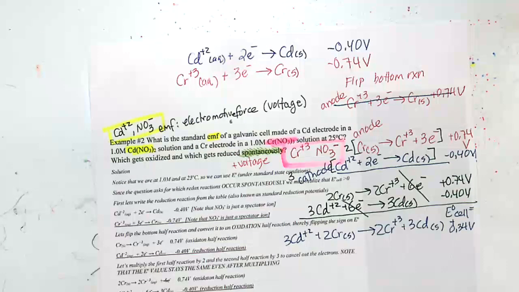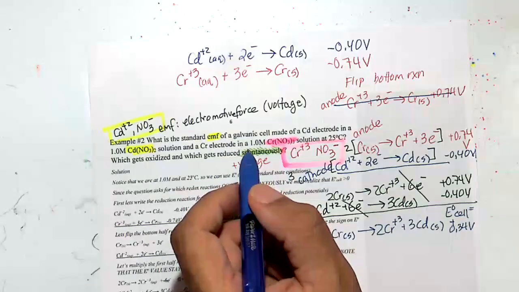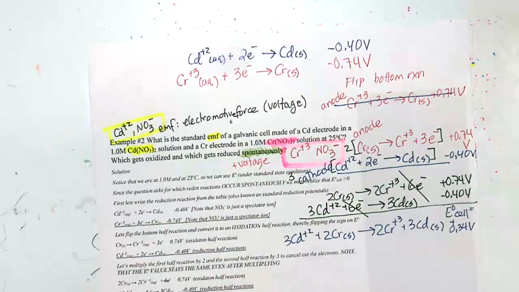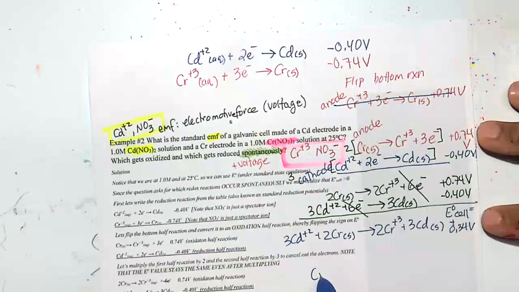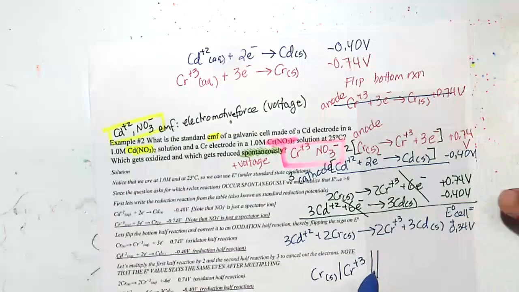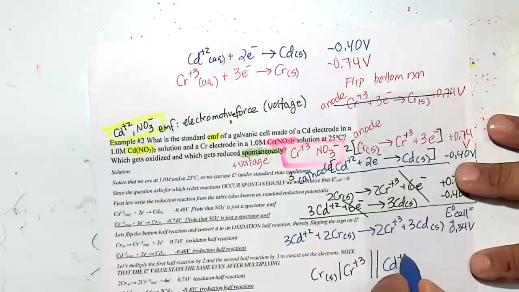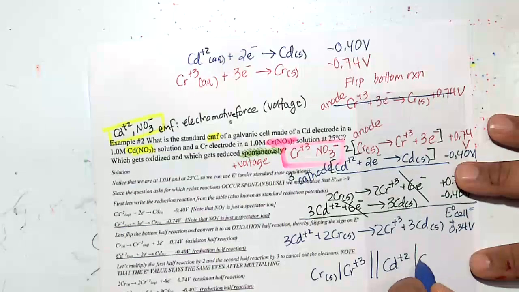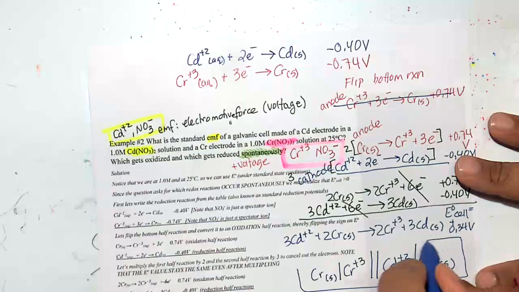Spontaneously, positive voltage. All right, just really quickly, the anode couple here is going to be Cr solid, one line down, Cr plus 3. Salt bridge is 2 lines. The cathode couple is Cd plus 2. Draw one straight line down, and then Cd solid.